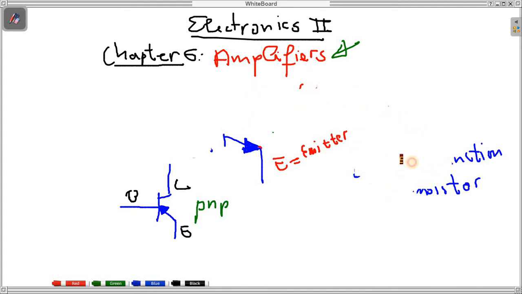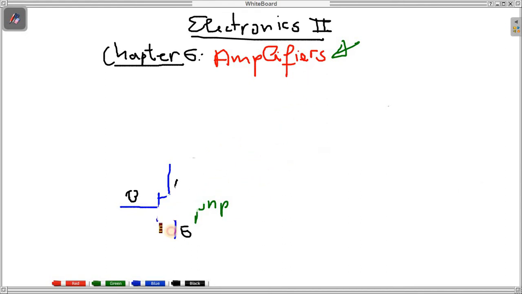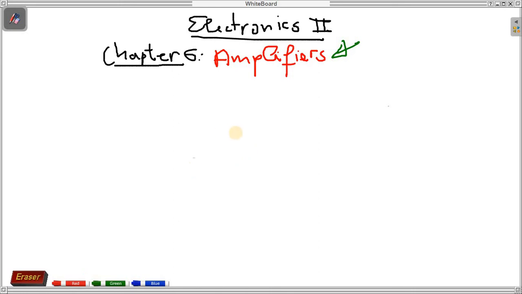So I'm going to remind you again of those formulas. Let me draw the transistor, the NPN. We have the collector, the emitter, and the base.